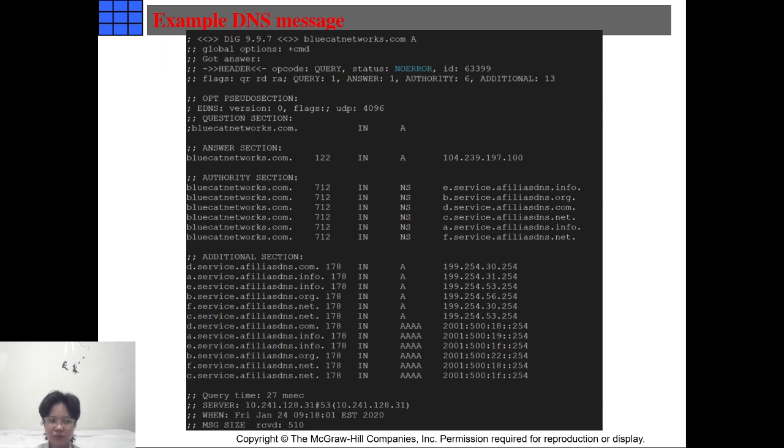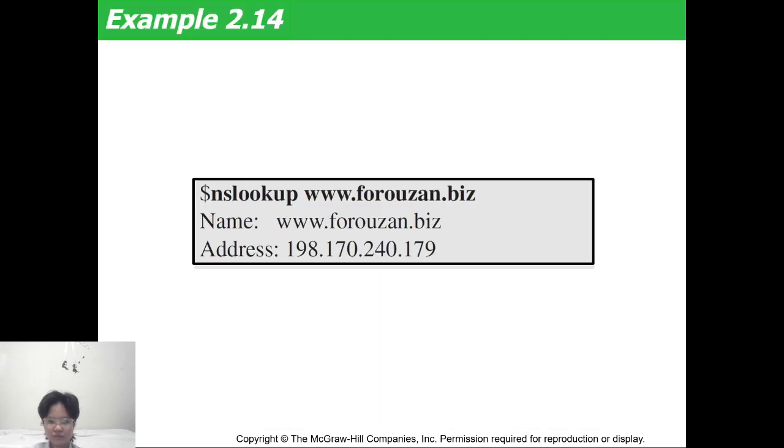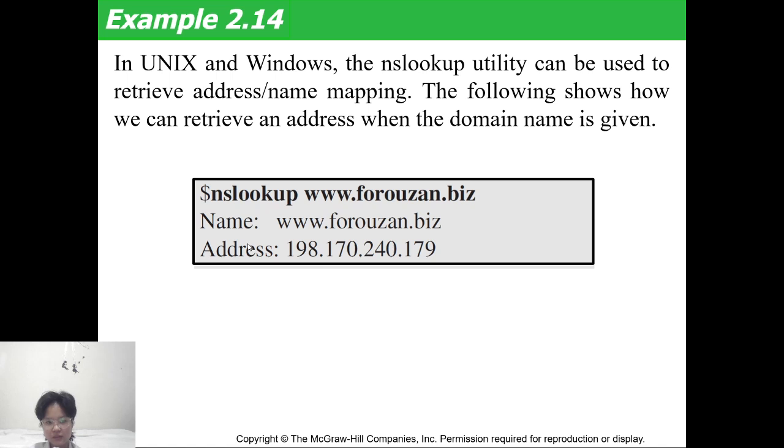Example of DNS message. Example 2.14. You can see web link. You can see name and address. In UNIX and Windows, the nslookup utility can be used to retrieve address slash name mapping. The following shows how we can retrieve an address when the domain name is given.